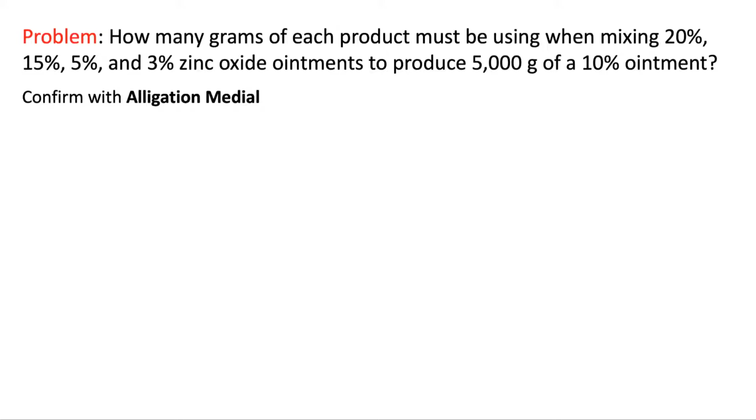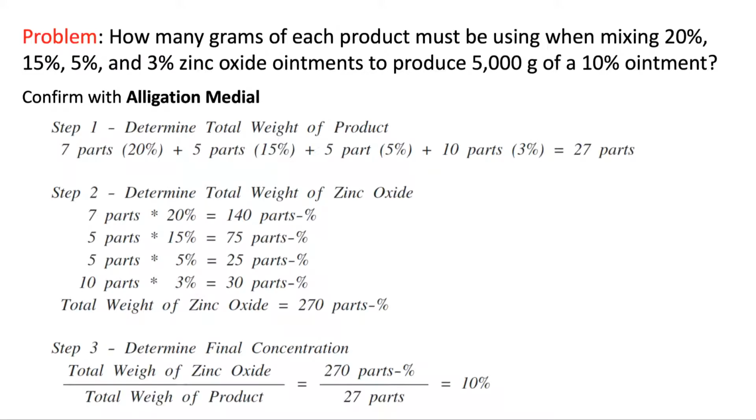So using the Alligation Method, what we would start with again is to determine the total weight of all of our ingredients. So again, using our recipe that we just determined, we would start with 7 parts of the 20% and add 5 parts of the 15, 5 parts of the 5, and 10 parts of the 3. So if we add 7 plus 5 plus 5 plus 10, again, we get 27 parts. So that's our total weight, again, in parts. Now, let's determine the total weight of zinc oxide in our formulation.